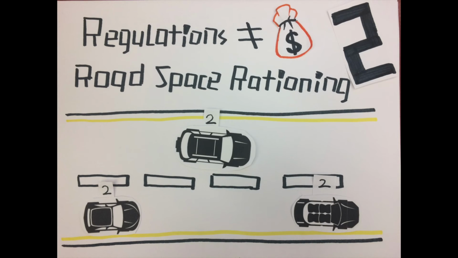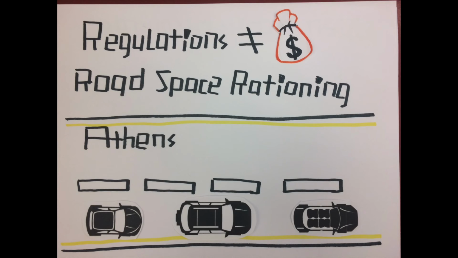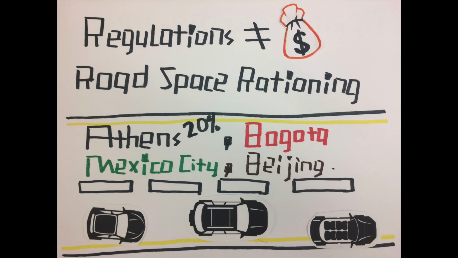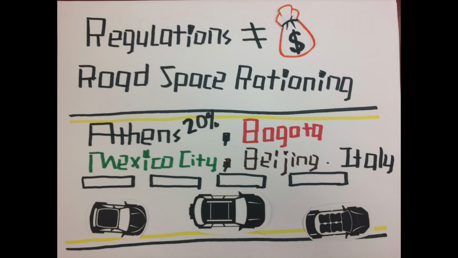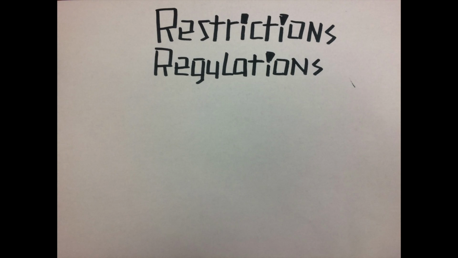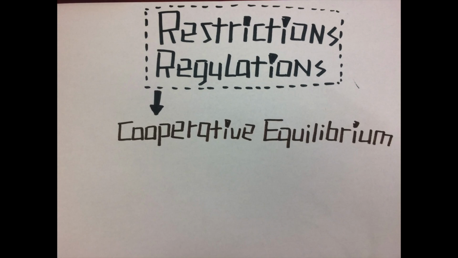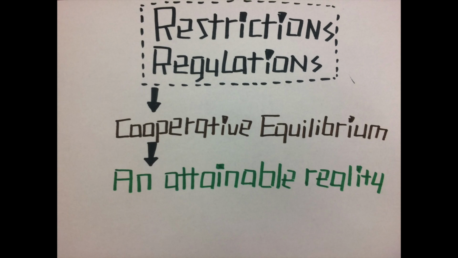To put this in perspective, these very road space rationing techniques are being used today in Athens to reduce traffic congestion during rush hour by about 20%. In many cities, including Athens, Bogota, Mexico City, Beijing, Italy, and Milan, just to name a few, these measures are already being used to curtail emissions from cars and reduce street congestion. By imposing creative restrictions and regulations on our open access resources, we can fundamentally alter the framework of the game matrix to allow the cooperative equilibrium to be a feasible Nash equilibria, and therefore an attainable reality.